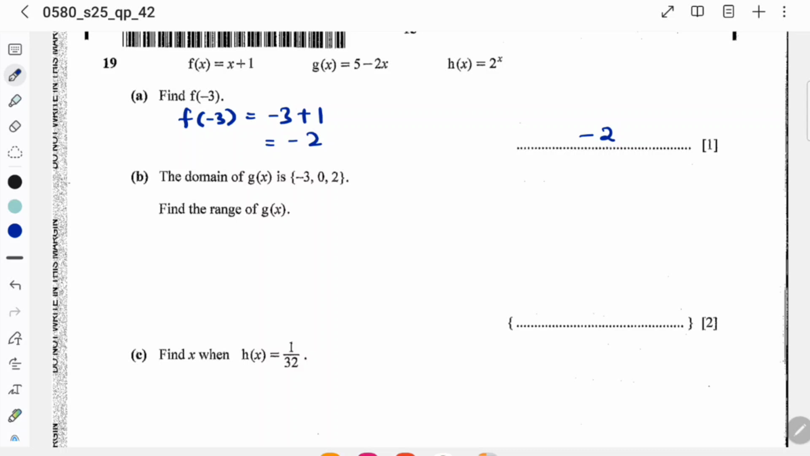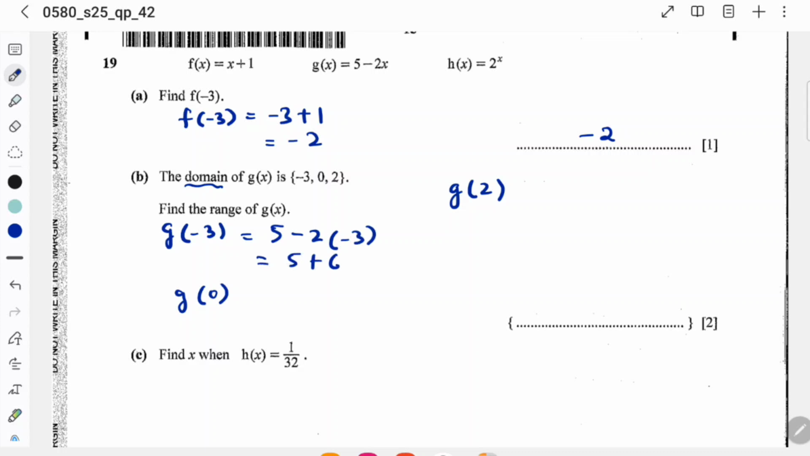Okay, so find g of x where x is minus 3, 0, 2. These are the x values because they told you that this is the domain. Find the range of g(x). Whatever the answers come out to be, that is the range. So we'll find g of minus 3, g of 0 and g of 2 and write down the range. g of x is 5 minus 2x, so 5 minus 2 into minus 3, 5 plus 6 is 11. The first answer is 11.